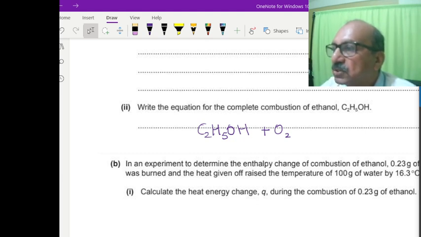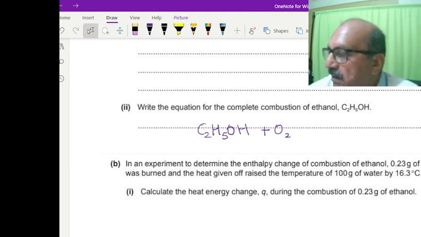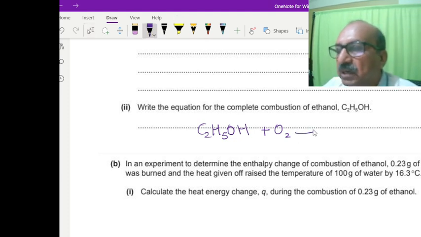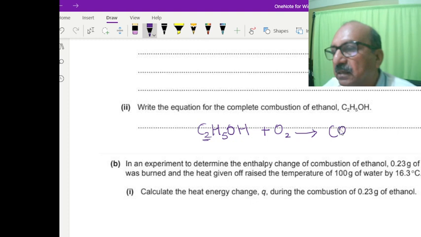Okay, so let's go forward. Think about it, what will happen when ethanol undergoes combustion? Remember that whenever such a compound undergoes combustion, the carbon forms carbon dioxide. The hydrogens and the oxygens form water. So you must know that these are the products, carbon dioxide and water. Then later on we try to balance.